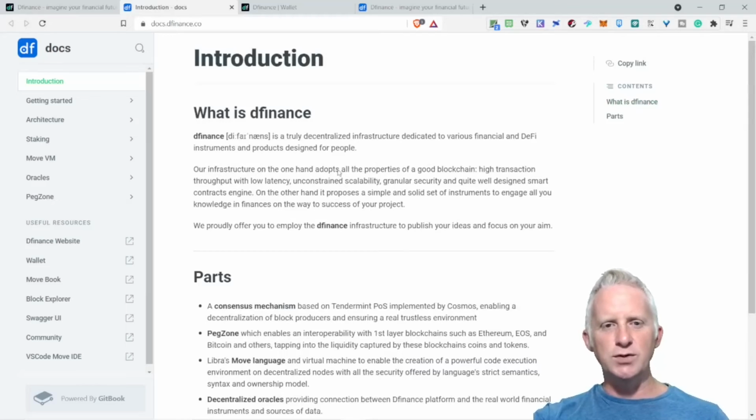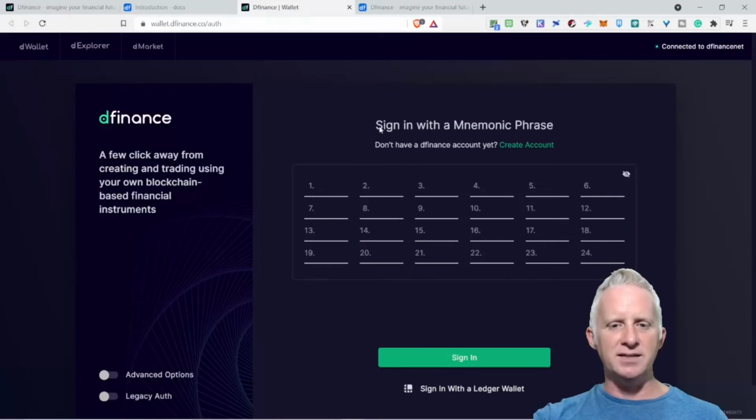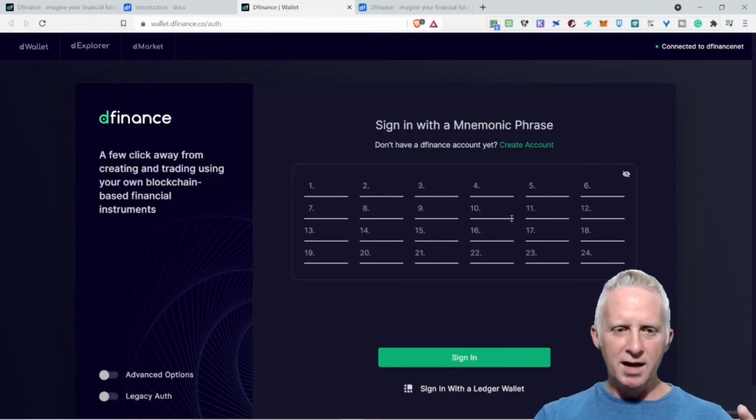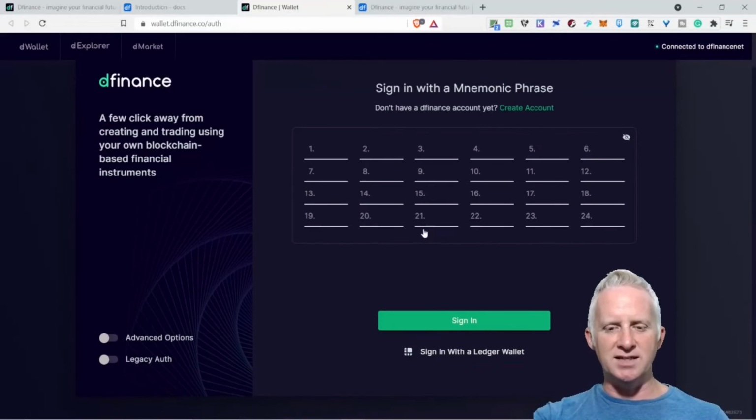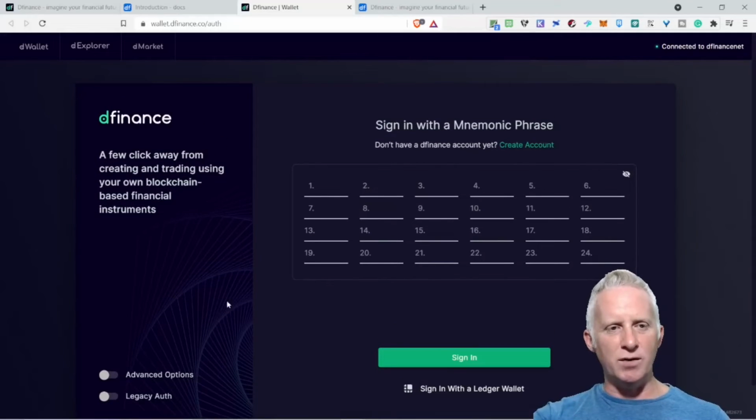So let's jump to the wallet section of Dfinance. As you can see, you have signing with an enigmatic phrase. Dfinance: a few clicks away from creating and trading using your own blockchain-based financial instrument. Pretty cool. You can also sign with a Ledger wallet if you want. This is really interesting. They have a D Explorer and D Market.